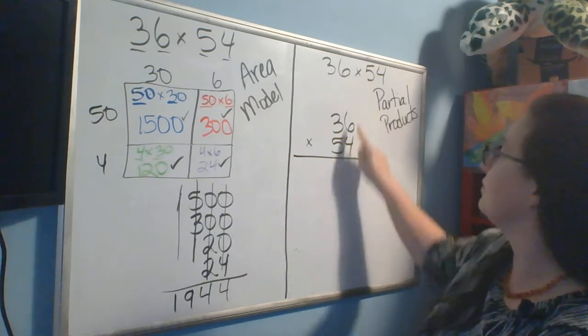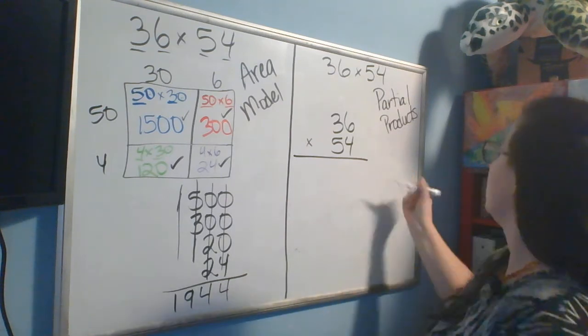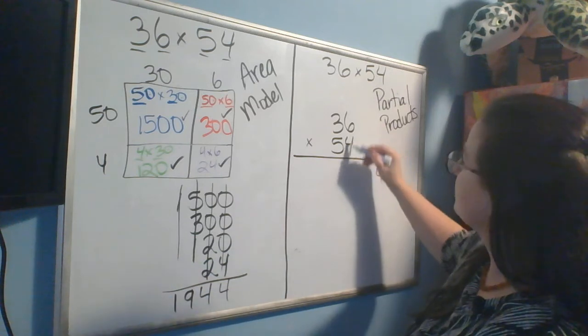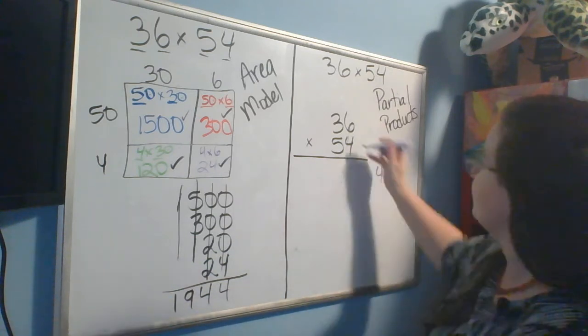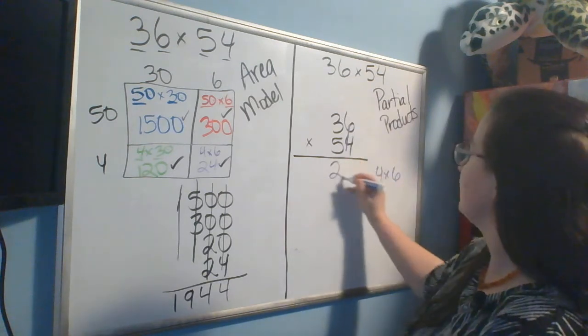All right, so the first thing that I'm going to do is look at this 4, and I'm going to multiply it by the first digit. So I'm going to say 4 times 6, because I'm going to go 4 times 6 straight up. I might even make it a little bolder. So 4 times 6 we know is 24.